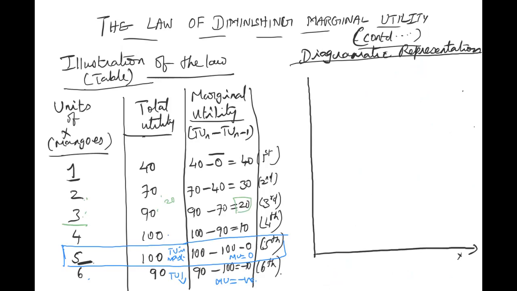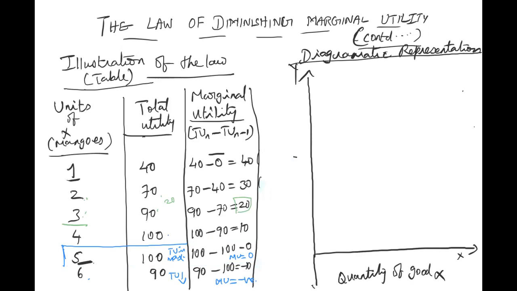So this is the x-axis and y-axis. On the x-axis, we are representing the quantity of mangoes, or quantity of good x. And on the y-axis, we are representing utility. Both total and marginal utility are represented on the y-axis. This is like how I have done in school on the graph sheet. So let us start with 0, 10, 20, 30, 40, 50, 60, 70, 80, 90, 100.